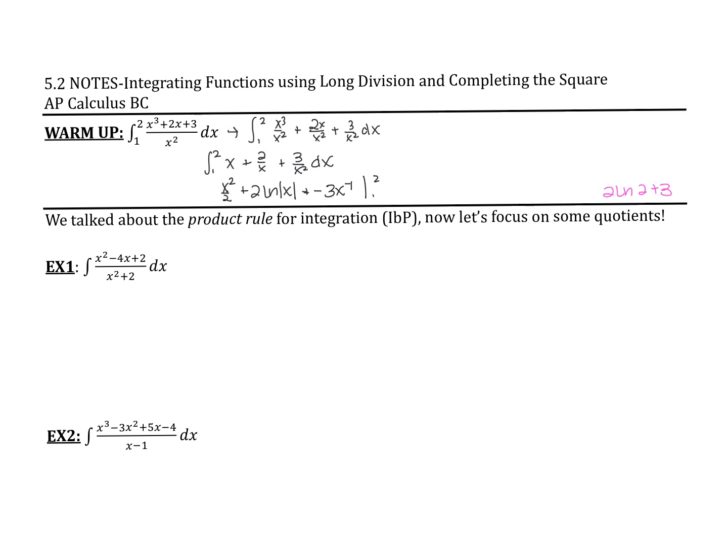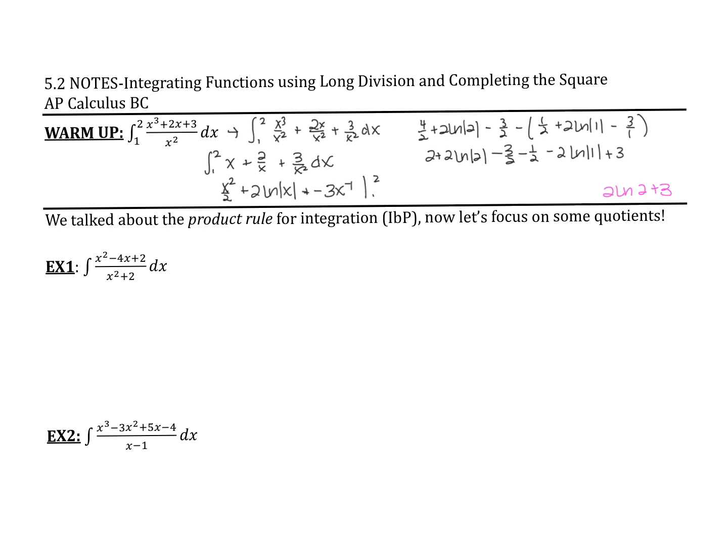So with 2 plugged in, we would get 4 over 2 plus 2 times the natural log of the absolute value of 2 minus 3 over 2. And then I'm going to evaluate it at 1. So I'd get 1/2 plus 2 times the natural log of the absolute value of 1 minus 3 over 1. So this would give me 2 plus 2 times the natural log of the absolute value of 2 minus 3/2 minus 1/2. That will end up working in my favor. Minus 2 times the natural log of the absolute value of 1 plus 3.